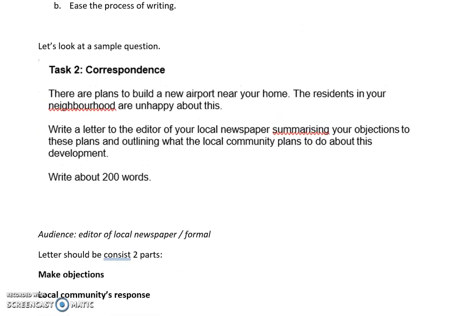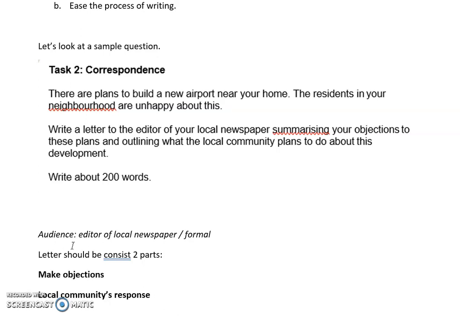The 2 points that I need to include are my objections, basically why I do not like this idea, why I am objecting. And I also need to write what our local community will do or how they will react to this plan of creating this airport. So 2 parts need to be evident and need to exist in my letter.